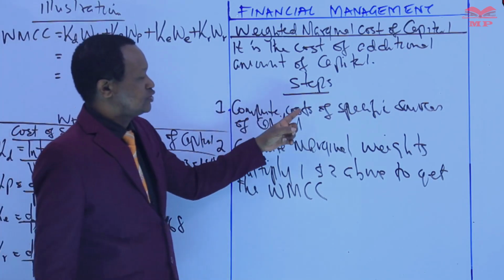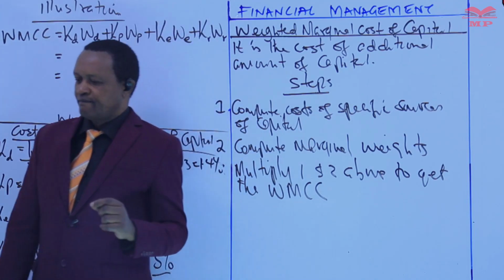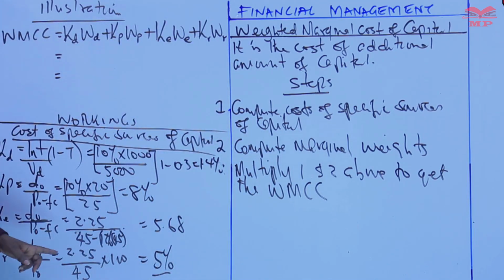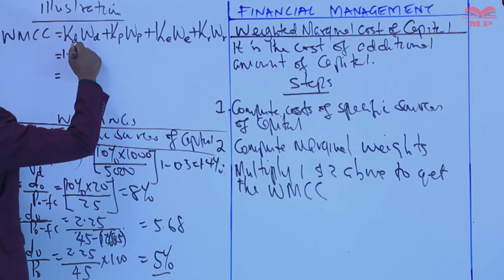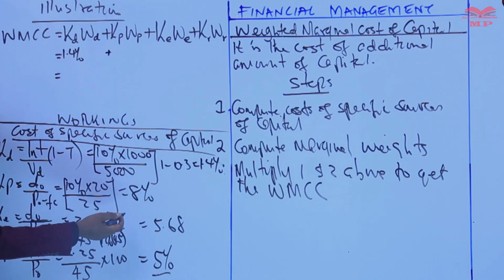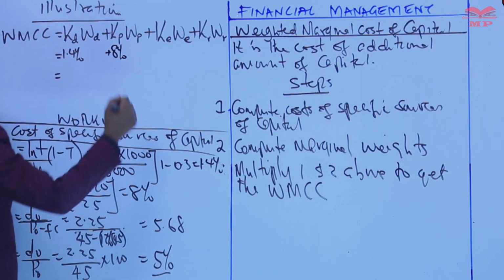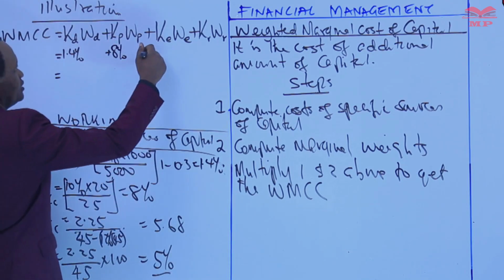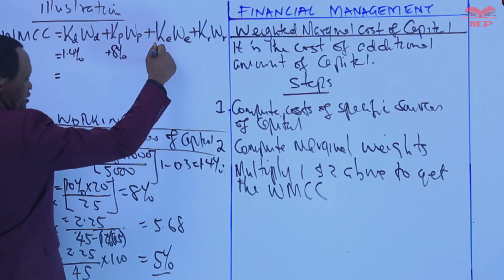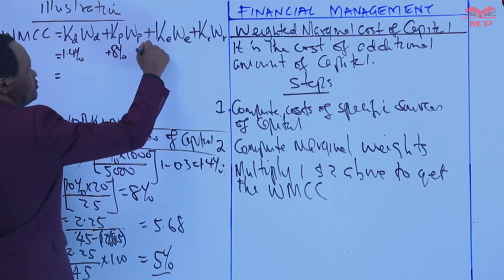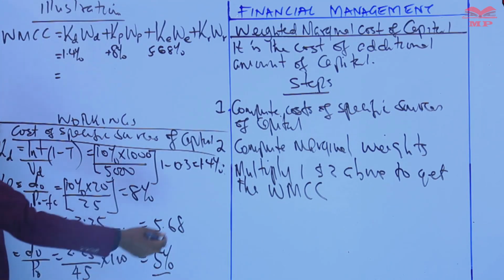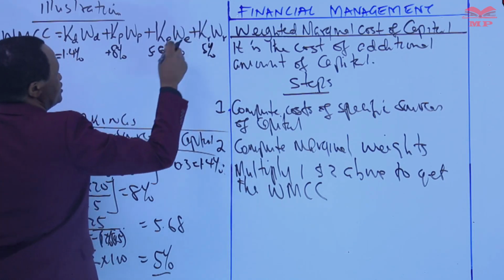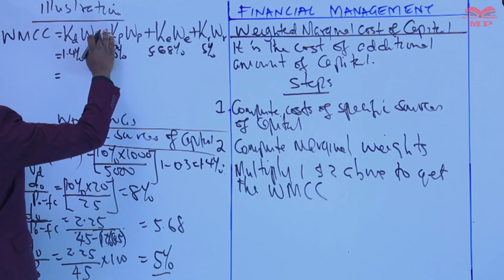We have computed the cost of specific sources of additional capital. So we have the cost of debt, 1.4%. Then we have cost of preference, 8%. We have the cost of equity. Cost of equity is how much? 5.68%. Then we have the cost of retained earnings, 5%. So we need to calculate the weights.